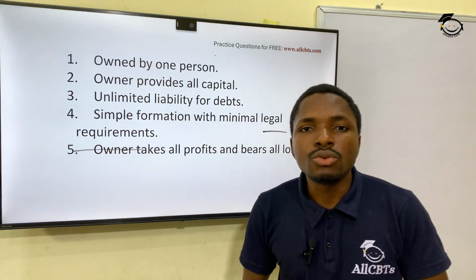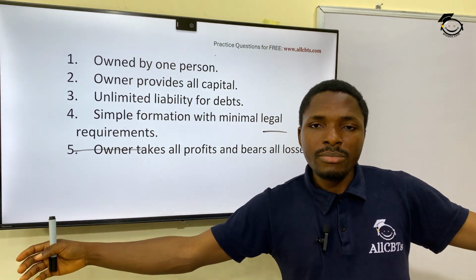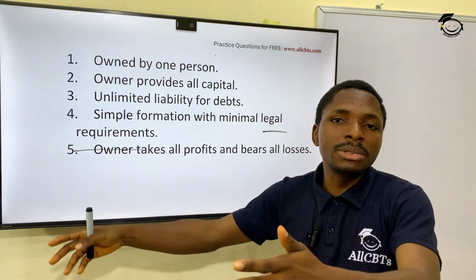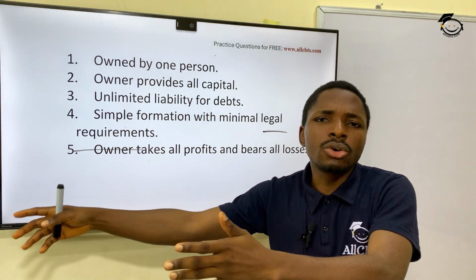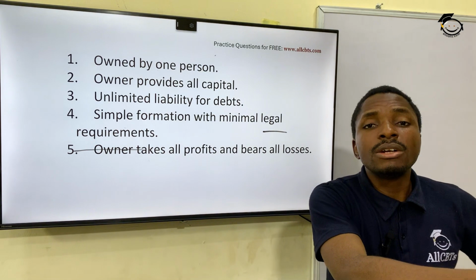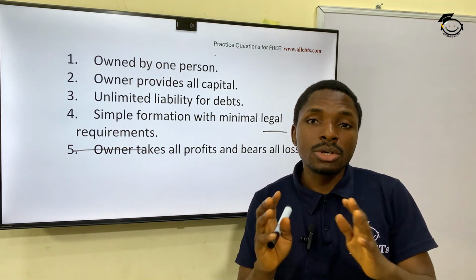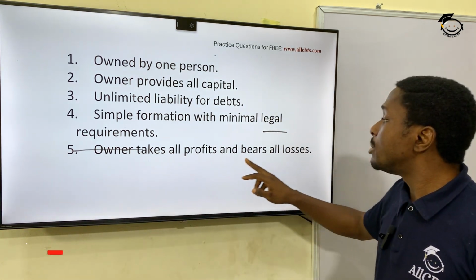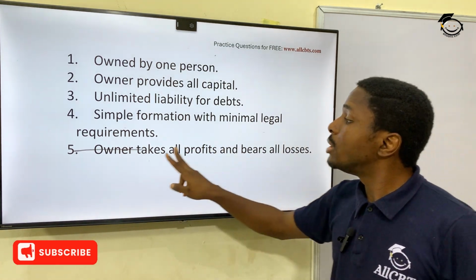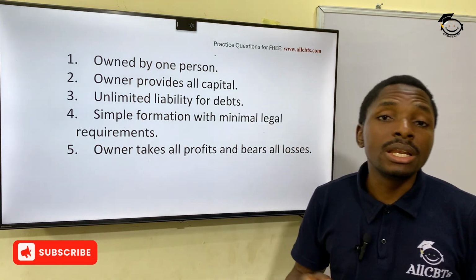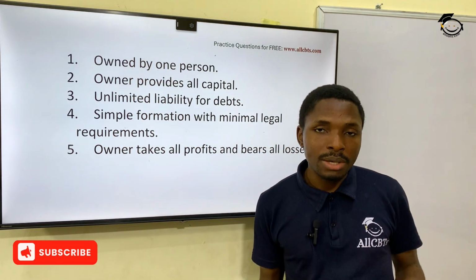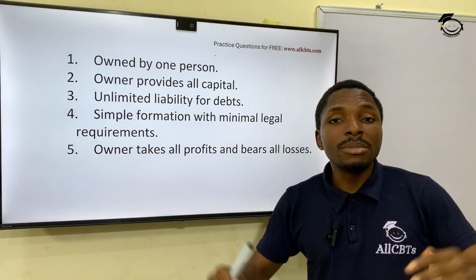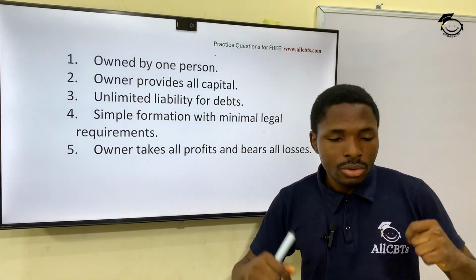But when it has to do with a corporation, an LLC, a limited liability company, then you start requiring directors. You start requiring several documentations. But in this case, because it's one man, it's not like that. Look at number 5. The owner takes all the profit and bears all the losses. He's not sharing the money with anybody. The money belongs to him. Also, the losses of the company belong to him. If the company crashes, it's all on him.